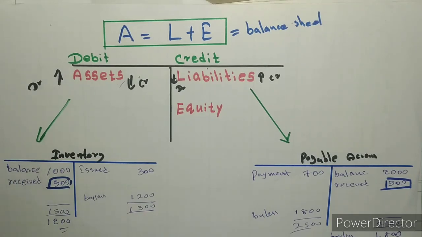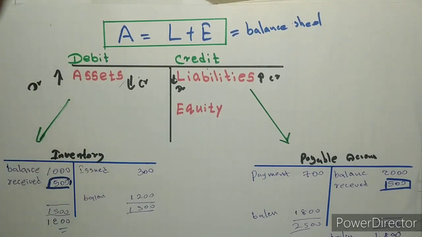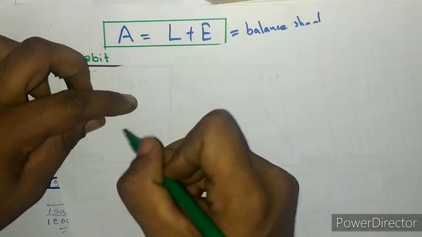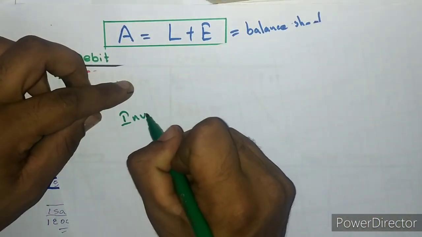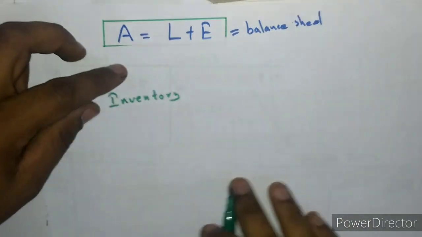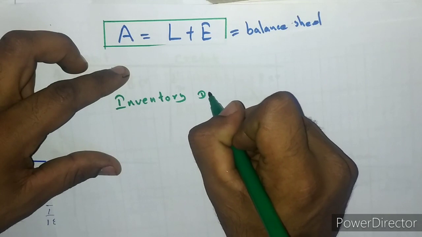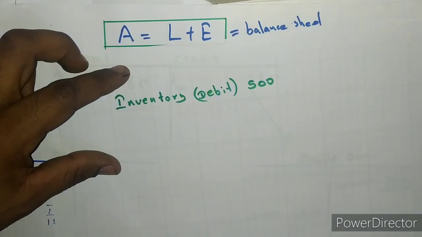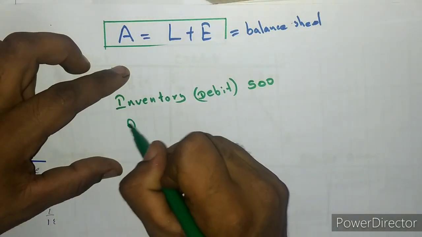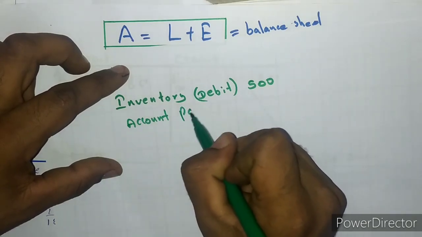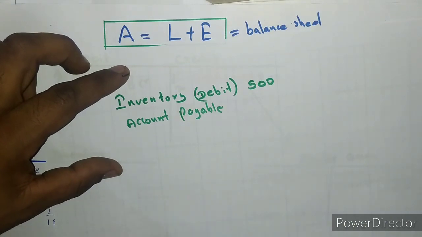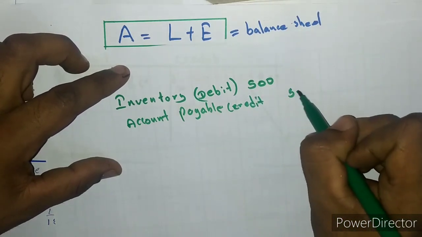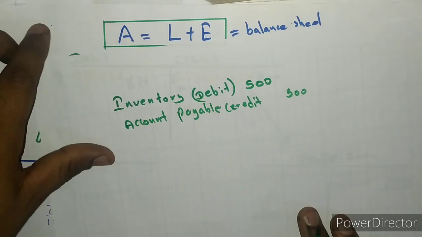The journal entry for this, we can create a journal entry. Now you can see inventory debit 500 and accounts payable, supplier personal account, credit 500.